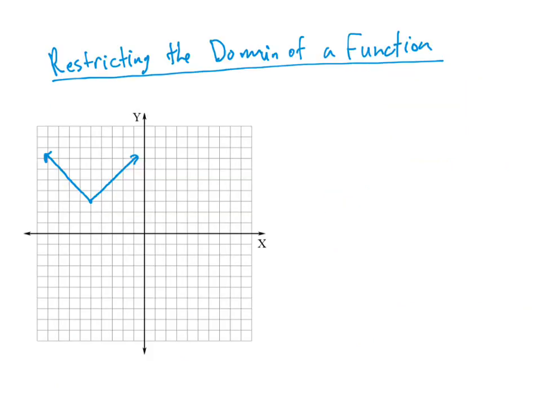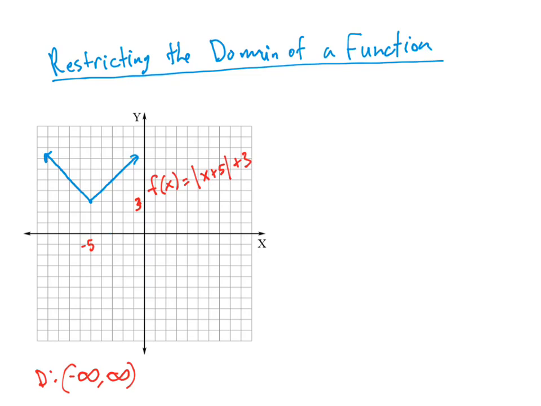All right, lastly, let's talk about restricting the domain of a function. In this graph, it's an absolute value function. We can say that this absolute value function is shifted left 5 units and up 3 units. So we could write this as the absolute value of x plus 5, plus 3. Right now that function has a domain of negative infinity to positive infinity.